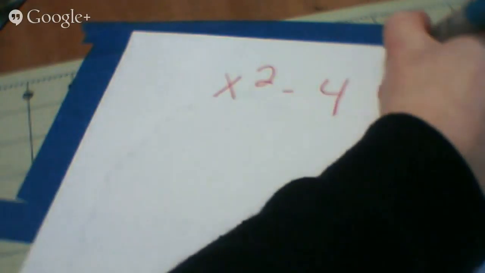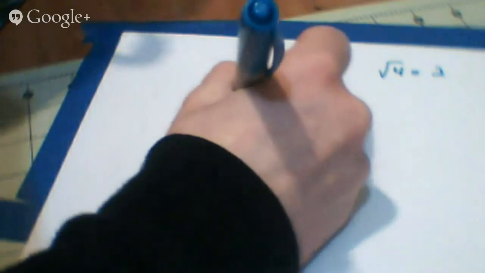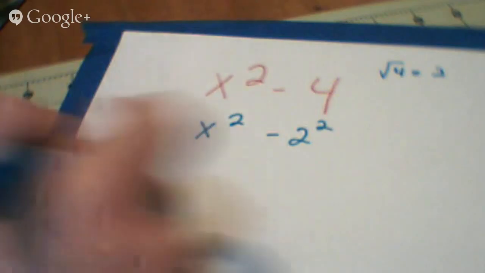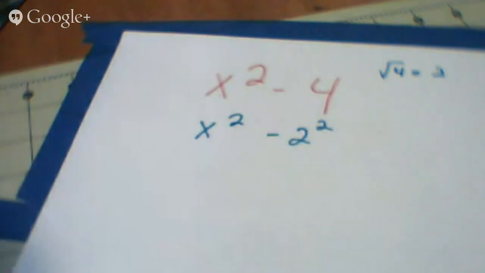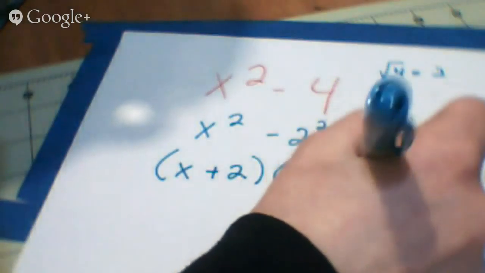So we have x squared minus 4. Now again, you're probably saying it's not perfectly in the form of a squared minus b squared. So we want to change this up a little bit. So I would say, well, the square root of 4 is equal to 2. So I can rewrite this problem as x squared minus 2 squared. And now it's in our pretty form of a squared minus b squared. So we can write that as x plus 2 times x minus 2.